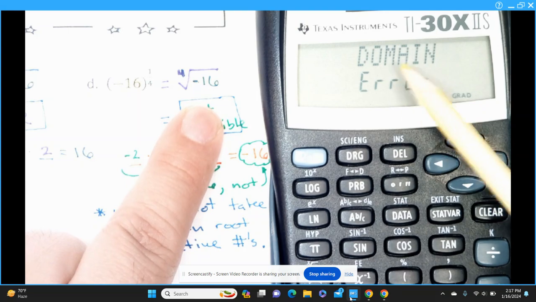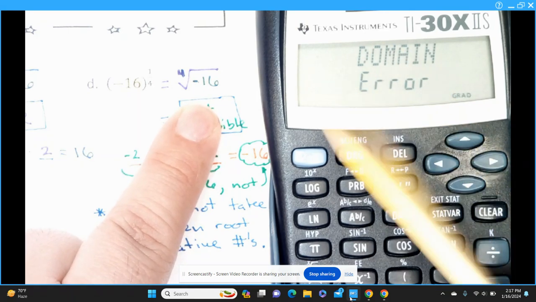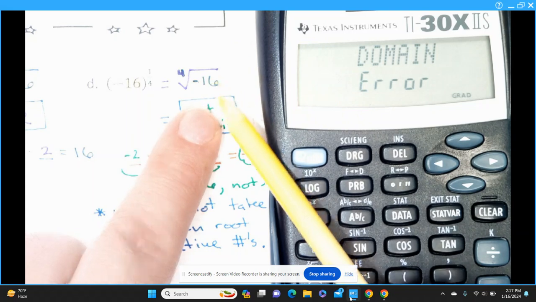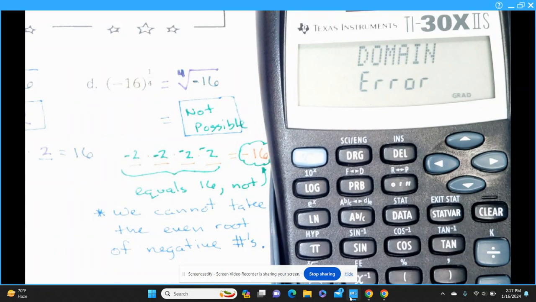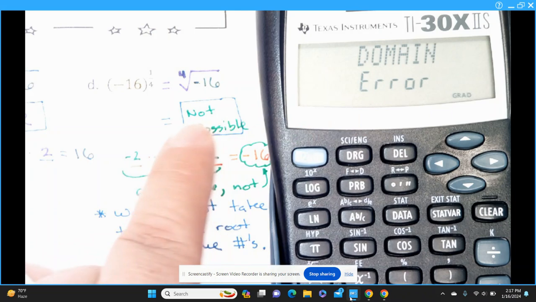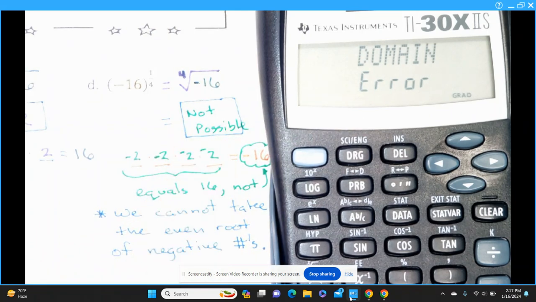This is the calculator's way of saying, hey, you're not allowed to do this. There's a domain error. We cannot do this at all. That's how you know you should be saying not possible or can't be done, right? Irreducible. There's so many different ways of saying it, but whenever you get this message on a calculator, it's trying to tell you you're not allowed to do this, okay?